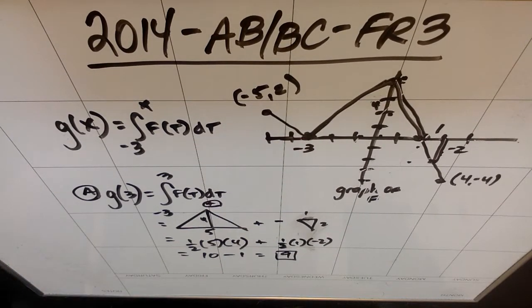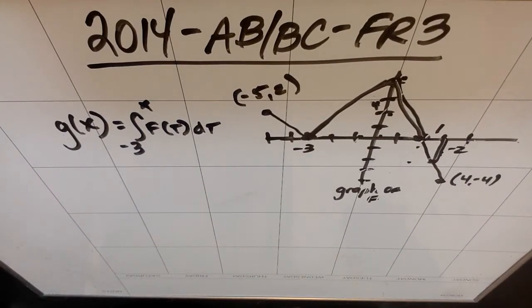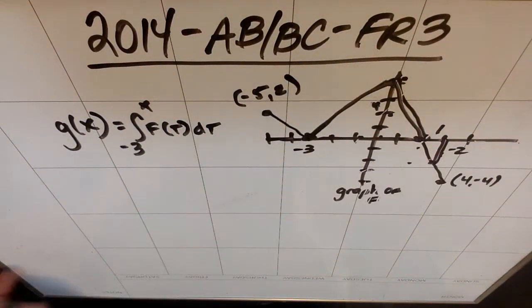Cool. Part B. On what open intervals contained between -5 and 4 is the graph of g both increasing and concave down? Give a reason for your answer. So this is one of those times that we're going to want to make a flow chart of what we need. But before we bother to do any of that, I think we should go ahead and find some derivatives of g.